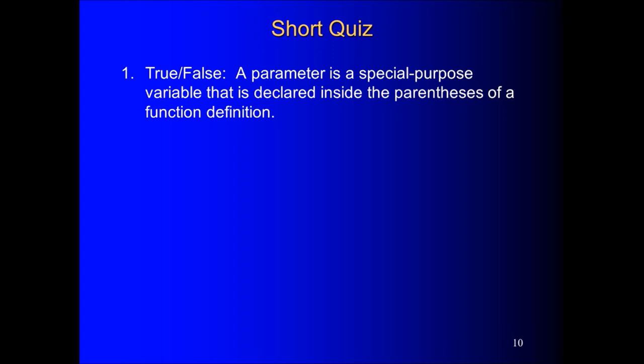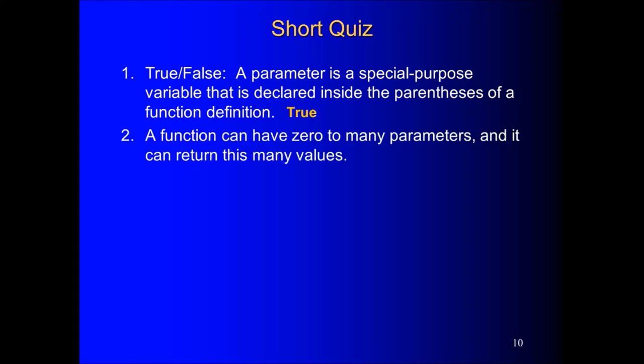True, false. A parameter is a special purpose variable that is declared inside the parenthesis of a function definition. True. A function can have zero to many parameters and it can return this many values. How many values can it return? Well, zero or one. It may not return anything when it has a return type void. Or it can return only one, which is of the return type, right? Int or double, whatever. The first thing before the function name, that's the one returned.